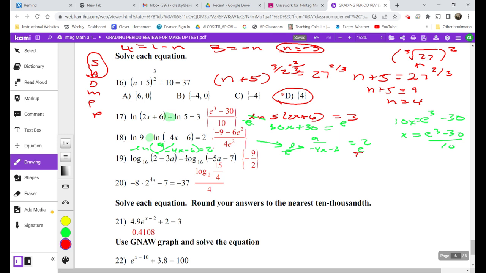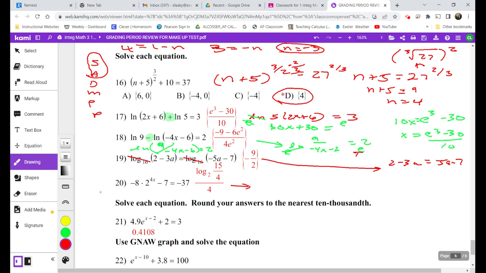This one, you have natural log of 16, log of 16, they cancel. So we'll take this one and move it way out here. We're going to get 2 minus 3a equals negative 5a minus 7. And you do that, and you're going to end up solving for a, and you'll get negative 9 halves.